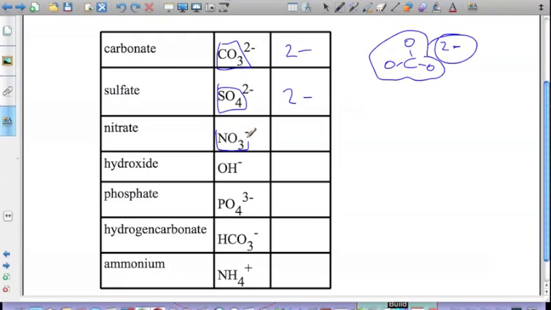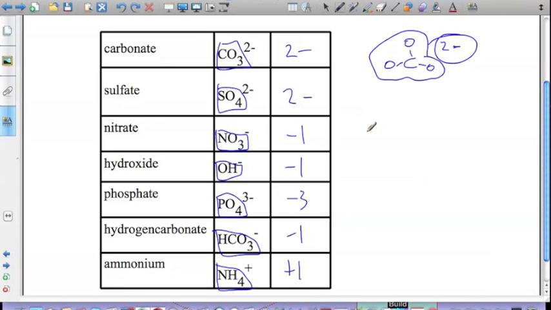For nitrate, it's NO3. The overall charge is minus 1. Hydroxide is OH. O and H together, minus 1. Phosphate is PO4, minus 3. Hydrogen carbonate, HCO3, minus 1. That means 1 hydrogen, 1 carbon, and 3 oxygens all stuck together, giving you a minus 1 charge. Finally, the only positive one that's in here, ammonium, not ammonia, ammonium. 4 hydrogens, 1 nitrogen, giving you a plus 1 charge.